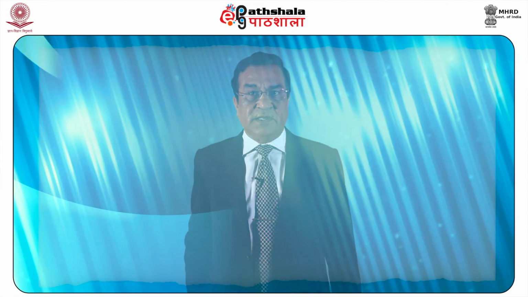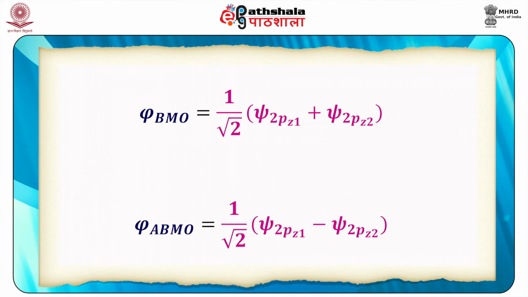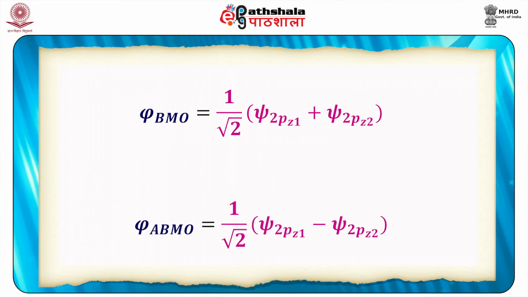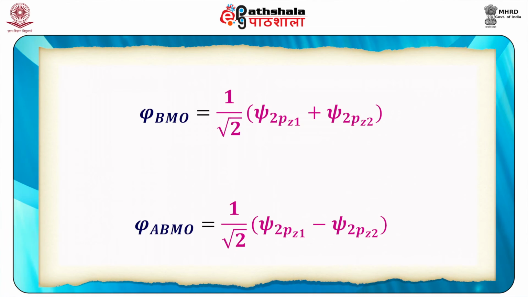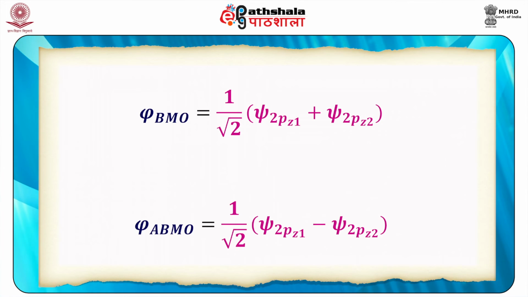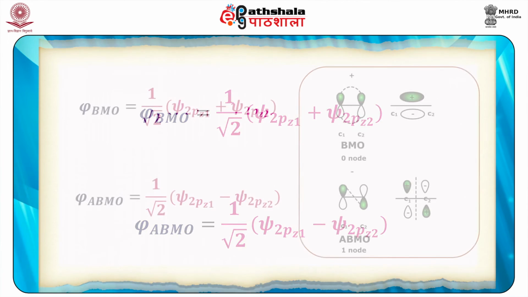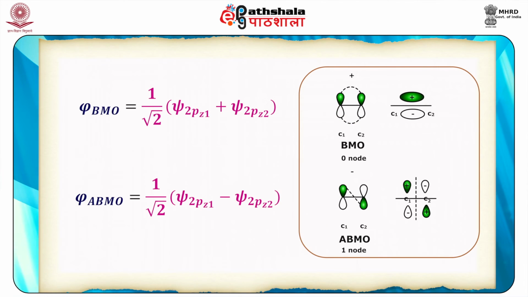So now you can see that the wave function for the bonding molecular orbital will be 1 upon under root 2 (psi 2pz1 plus psi 2pz2). And the wave function for the anti-bonding molecular orbital would be 1 upon under root 2 in parenthesis psi 2pz1 minus psi 2pz2. Using these wave functions for both bonding and anti-bonding molecular orbitals, the corresponding pictorial representations of these Huckel pi molecular orbitals can also be made, and these are shown in this diagram.